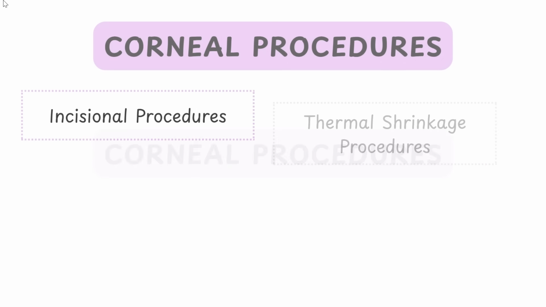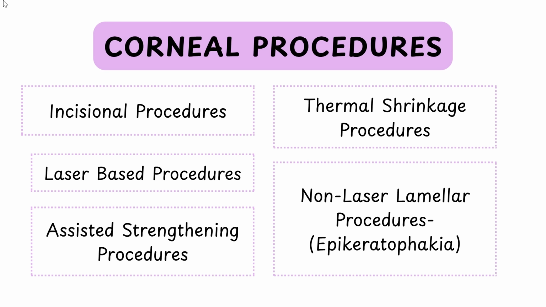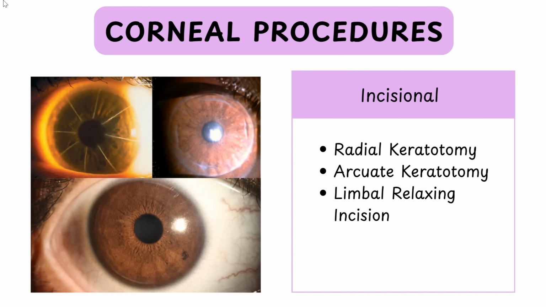Let's continue with the corneal-based procedures. The corneal-based refractive surgeries can be divided into incisional procedures, laser-based procedures, corneal strengthening or assisted strengthening procedures like cross-linking, thermal collagen shrinkage procedures, and non-laser lamellar procedures such as epikeratophakia. We'll start with the incisional procedures, which include radial keratotomy, arcuate keratotomy, and limbal relaxing incision.